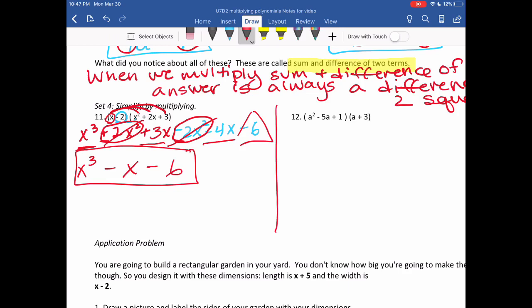All right, so number 12. We're going to take the a squared and multiply it by every term in the other polynomial. So a squared times a is a cubed. A squared times 3 is 3a squared.